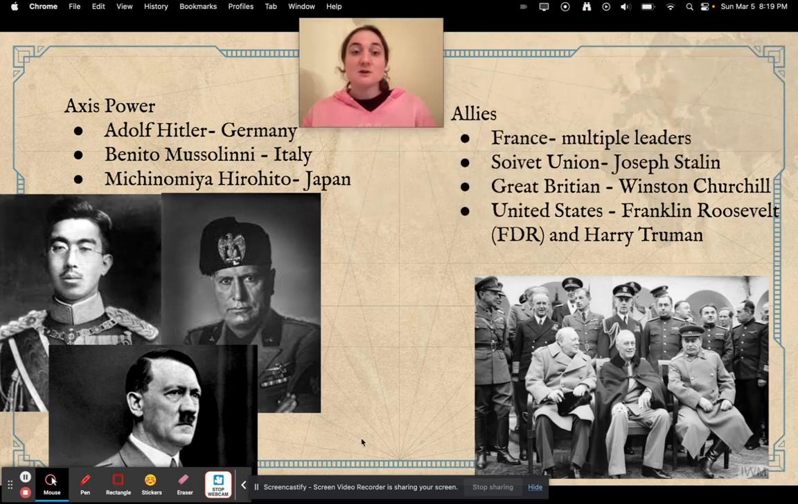On the Axis power side, for Germany, the leader was Adolf Hitler, who you can see here. In Italy, it was Benito Mussolini, who you can see here. And for Japan, it was Emperor Hirohito. We'll learn more about the Japanese Pacific side of World War II down the road once we watch one of the other World War II movies.